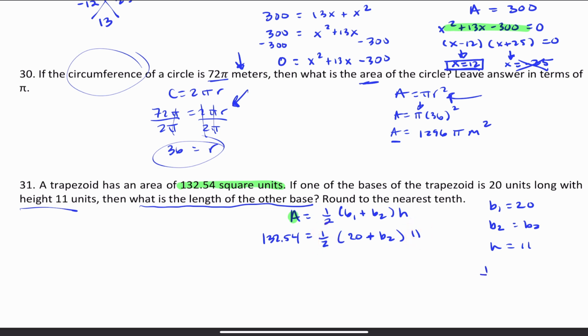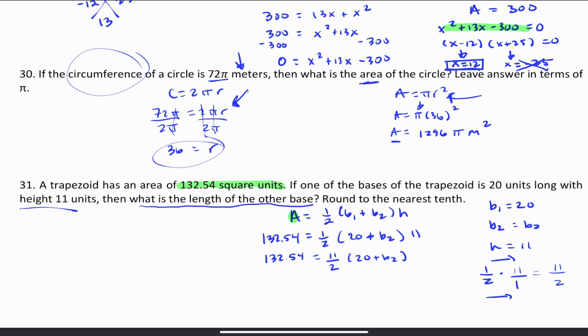So 1/2 times 11, which is the same thing as saying 1/2 times 11 over 1, right? 11 over 1 is still 11. When we're multiplying fractions, we multiply across. When the two fractions are equal to each other, then we cross multiply. We're not cross multiplying here. We're going to multiply the fractions. So 1 times 11 is 11, and 2 times 1 is 2. So I have 132.54 equals 11 over 2 times this quantity here, 20 plus b2.